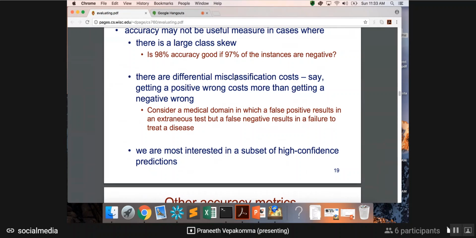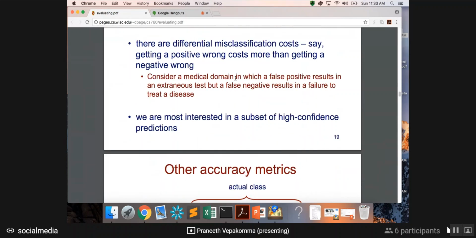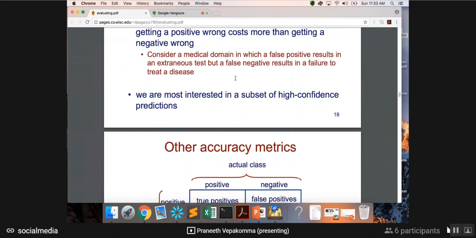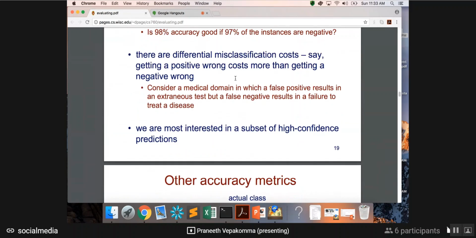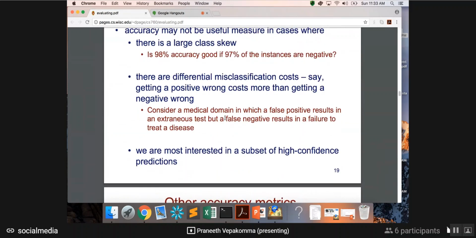Versus the other way around, where you are only considering the person to be innocent until anyone provides proof that he's guilty. Until then, he's treated as reasonably innocent. So same thing in medical domain, right? False positive versus false negative.